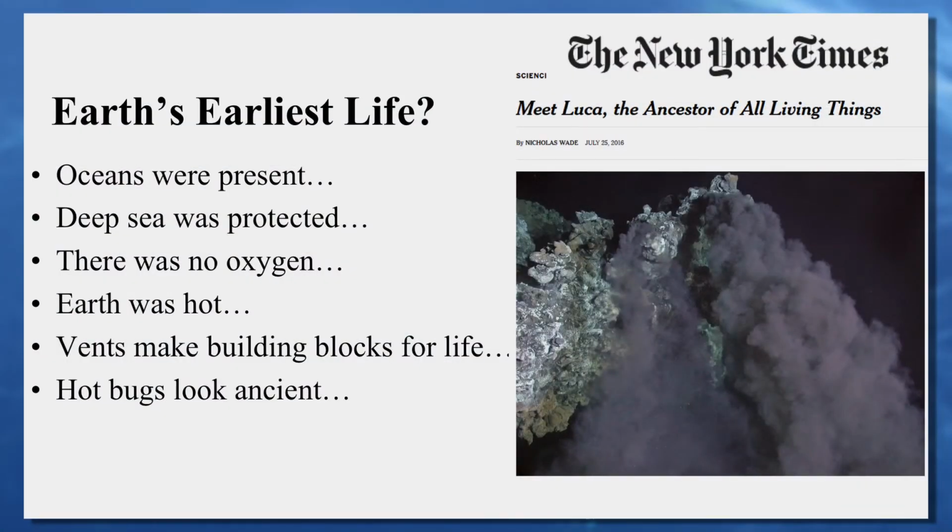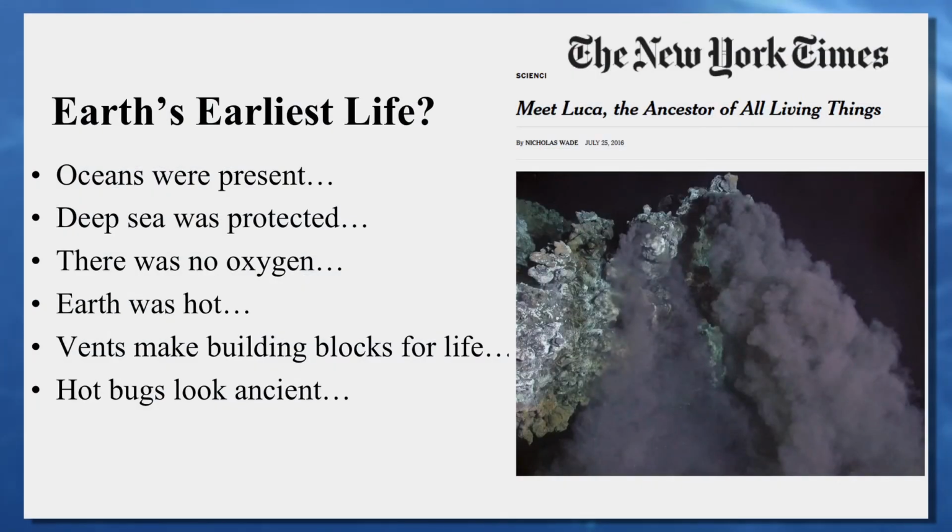So if we take all of these things together, we know that early on in Earth's history, the oceans were present. The deep sea was not getting bombarded during the heavy bombardment. It was protected. We know there was no oxygen, and the Earth was quite warm. So if you have these ecosystems that were obviously originally sterile, but you have a system that's protected, you can have geochemistry happening that makes building blocks for life. And in our extant system, we have organisms that look very ancient. Many people think that this is a great place to have had life originate. This is a super controversial area. This was in the New York Times not that long ago, called Meet Luca.